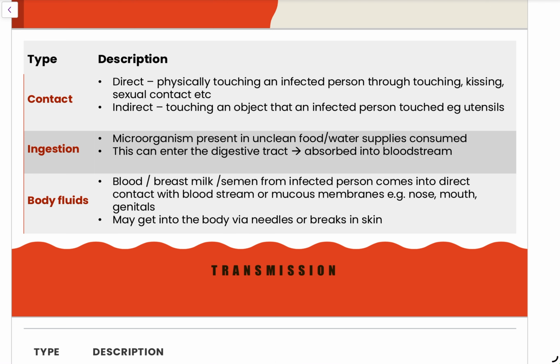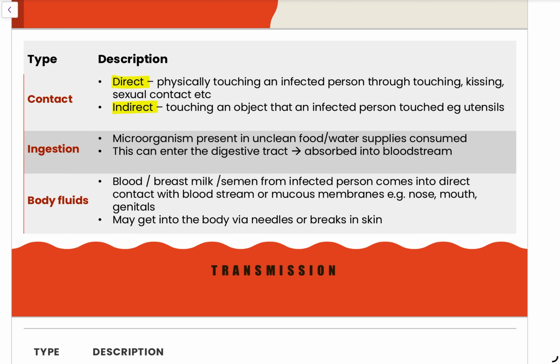Number one, contact. We can have two forms of contact, either direct or indirect. Direct is where you would touch an infected person. So touching, kissing, sexual contact, any of these things. Direct physical contact with an infected person. Indirect, on the other hand, is say you touched a desk in front of you and then someone else came through and touched that desk. If you were sick and you've touched the desk, you've put the pathogen onto the desk, another person has touched the desk, and now they've picked that up onto their hands or onto their utensils, something like that.